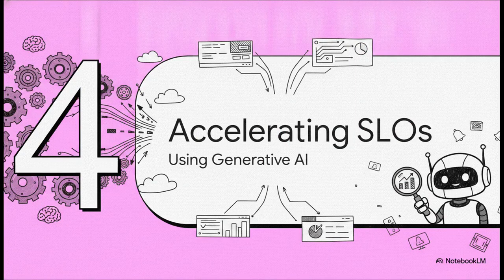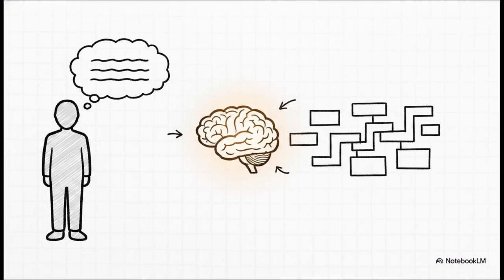Okay, moving on to part 4, accelerating SLOs with AI. Let's be real, writing the perfect query logic for an SLI from scratch can be incredibly tedious. But by embedding best practices into a prompt using these specific components, you can use a large language model to rapidly draft highly accurate service level indicators.